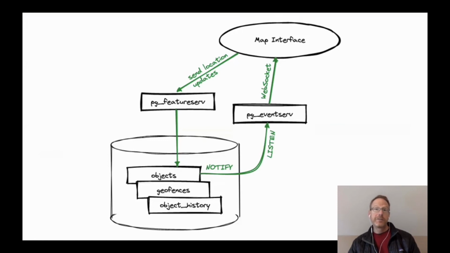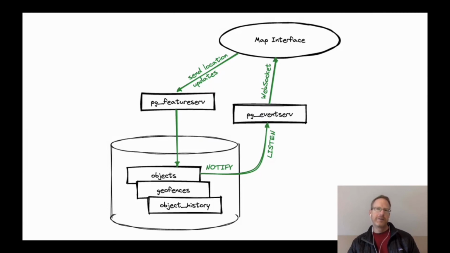PG Feature Serve exposes a server-side function that accepts new coordinates for objects and updates the objects table appropriately. So here we're getting this update on the objects table, not directly moving the objects in the web client. All we're doing is updating the objects table. Then we have triggers in the objects table that fire to fill in the history table and to send the notification via the Postgres listen notify bus.